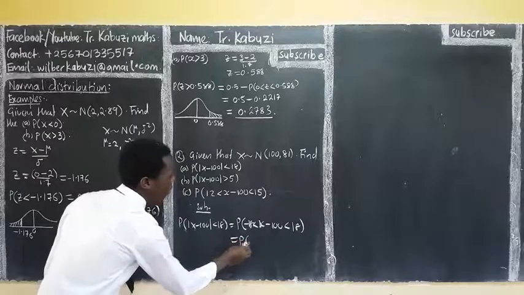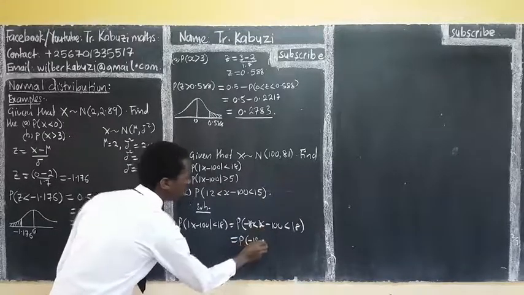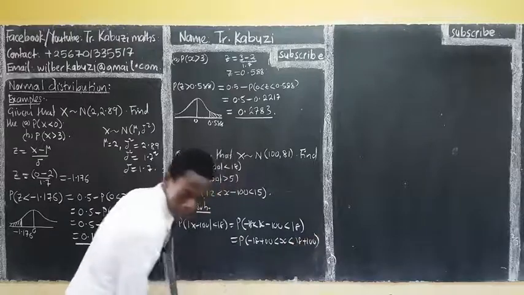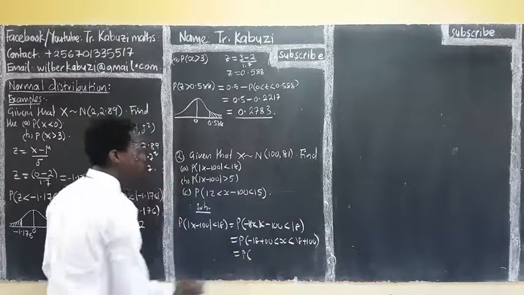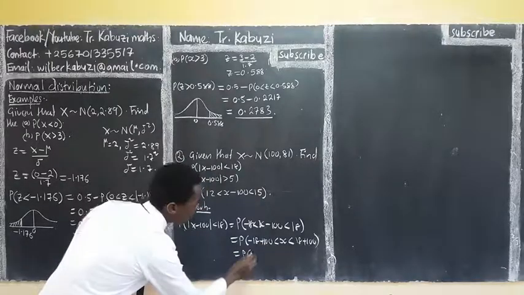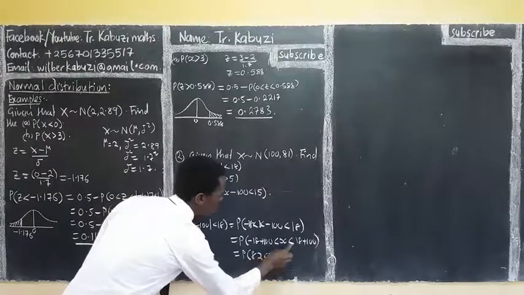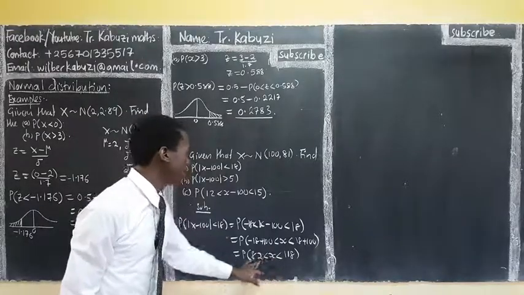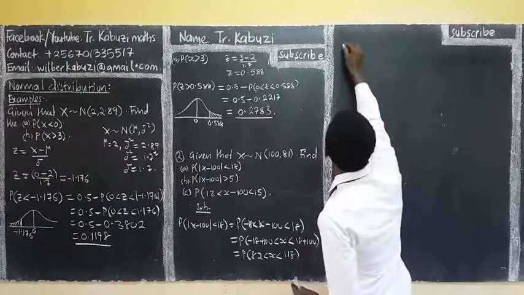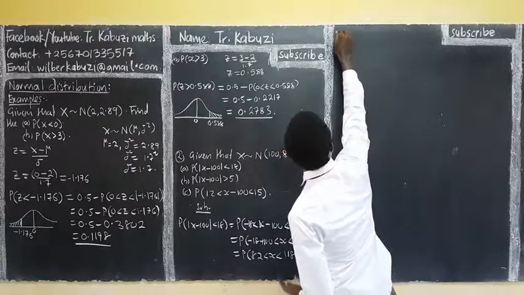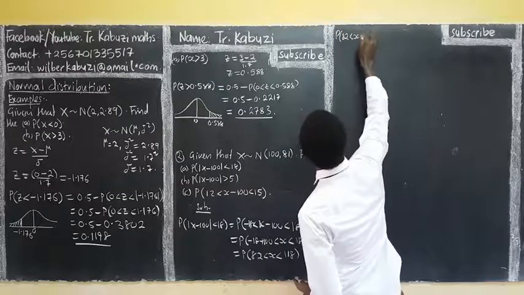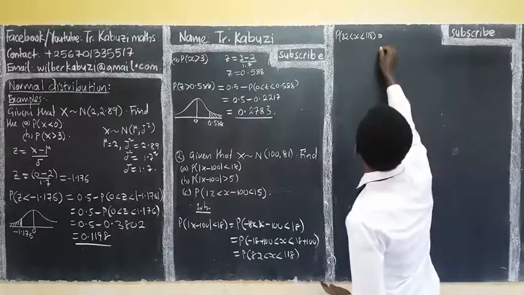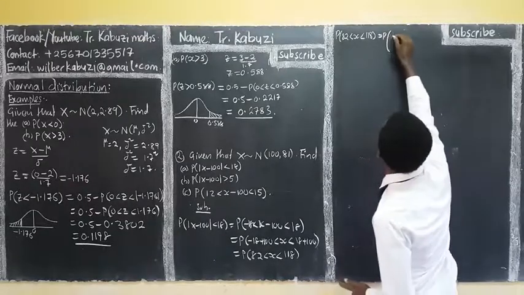We shall have the probability of negative 18, and when this comes inside, we add 100: negative 18 plus 100 less than x less than 18 plus 100. So now this will give us the probability of 82 less than x less than 118. Now this is x, so we convert it to z.